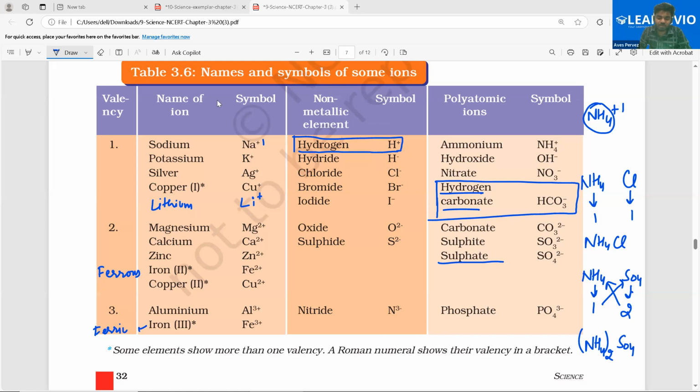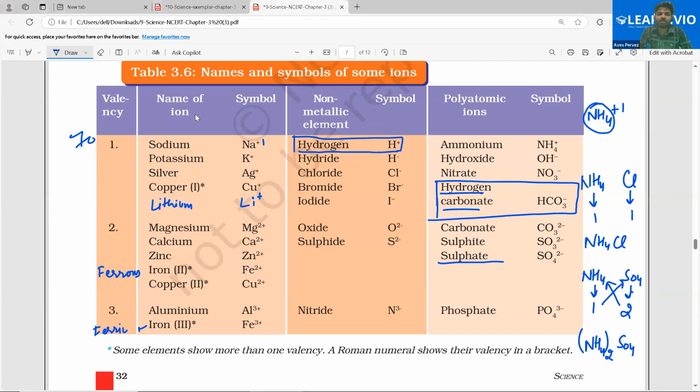This is very, very important. 70 to 80% of the chemistry you will learn from this chart. If you learn this chart properly, then you're done with the chemistry.